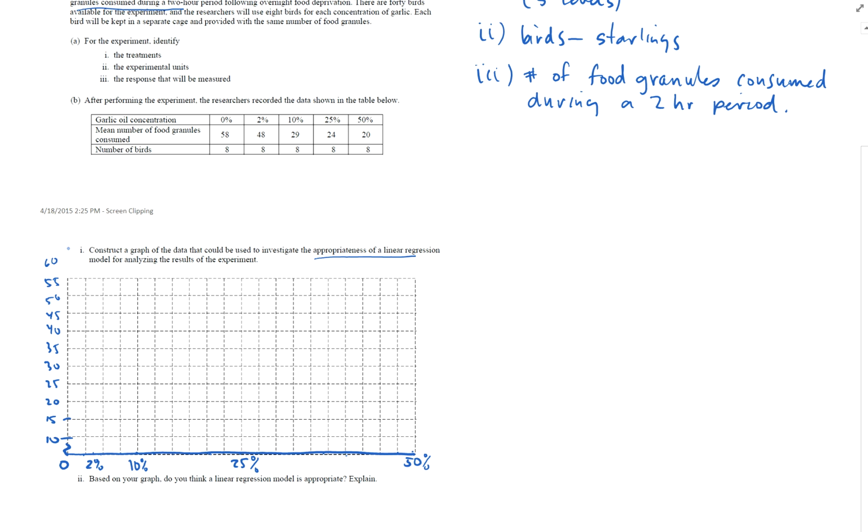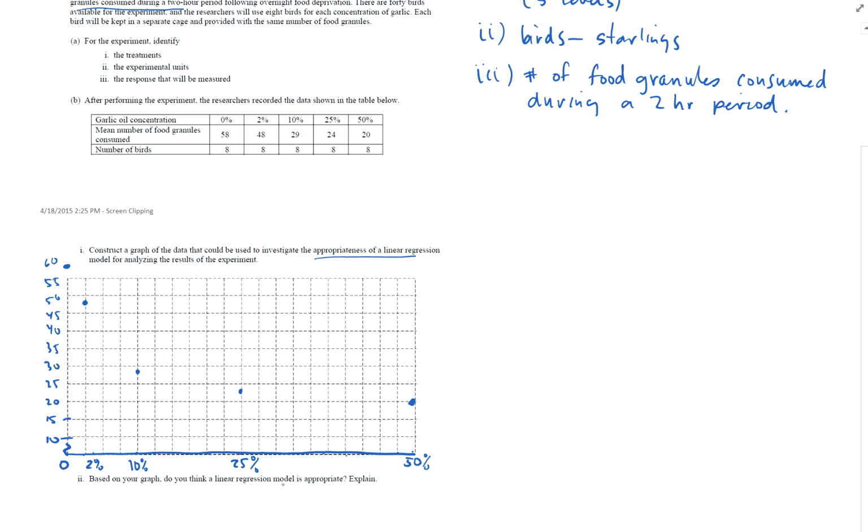So at 0 I'm at 58. At 2 I'm at 48. At 10 I'm at 29. At 25 I'm at 24. And at 50 I'm out here at 20. So definitely not linear.